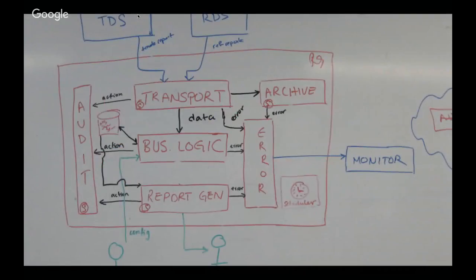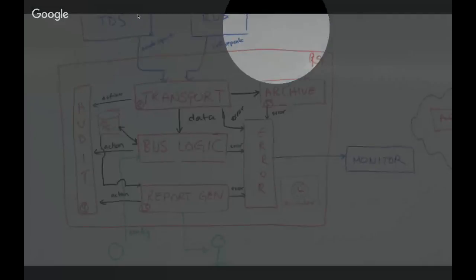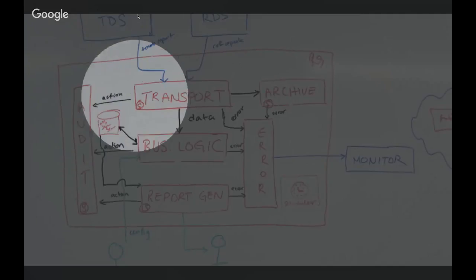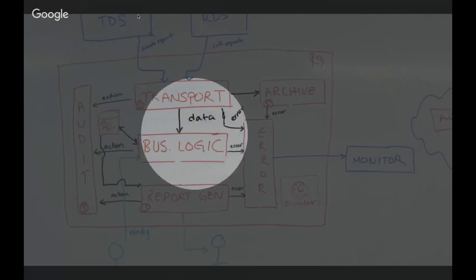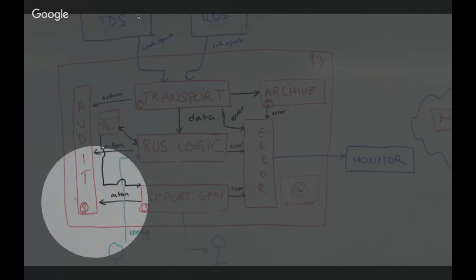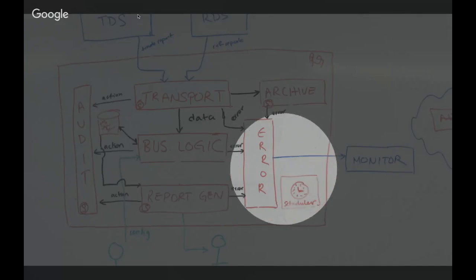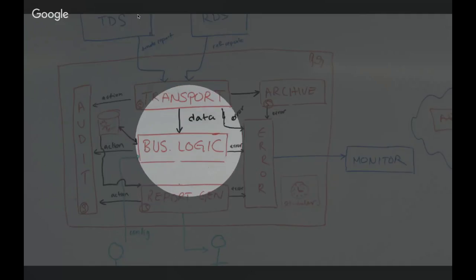This one here represents every system you'll ever work on. So the big red box around the outside represents your system boundary. Inside your system boundary, you transport data in and out. You generate reports for important people. You do some auditing of events, maybe. You hopefully handle errors. You have some scheduled jobs, and you do business logic.